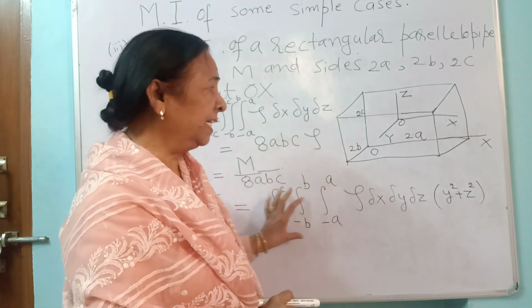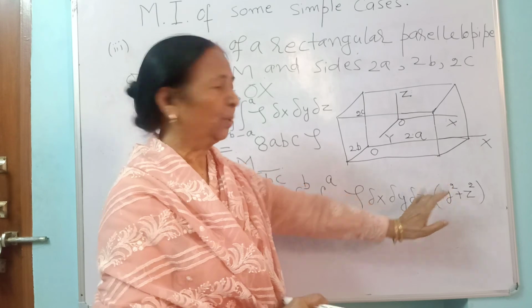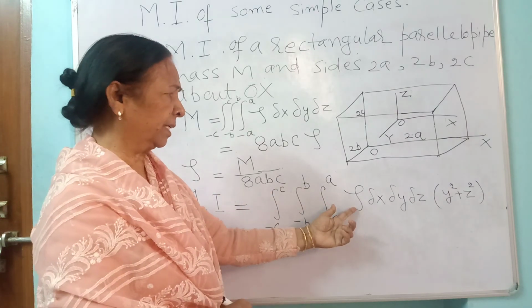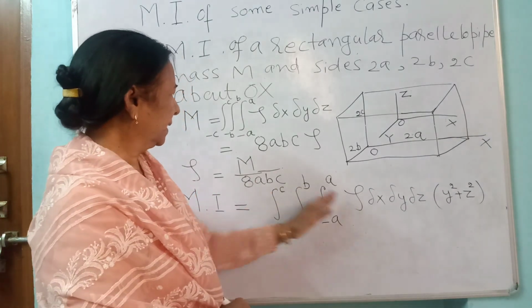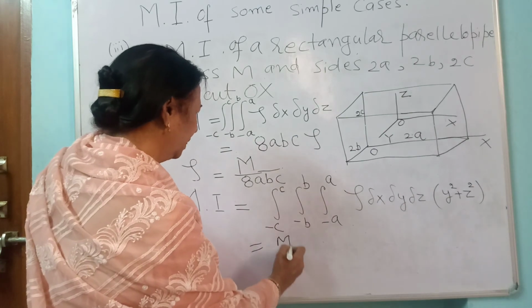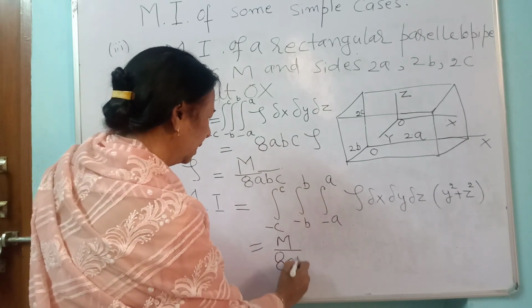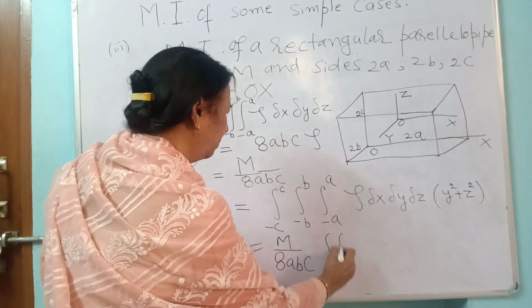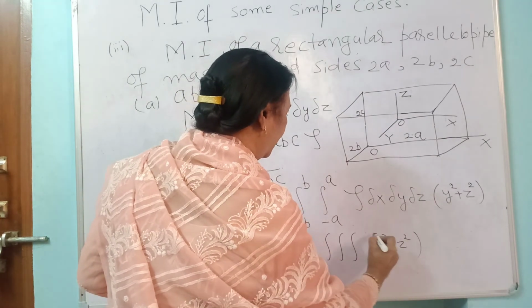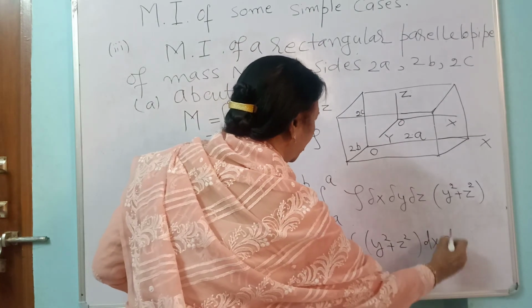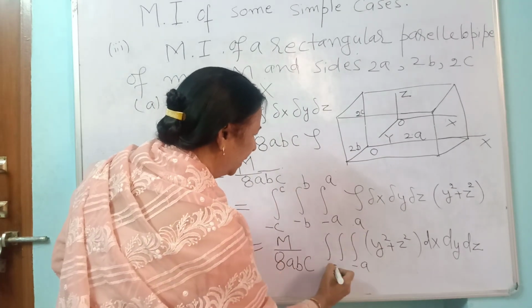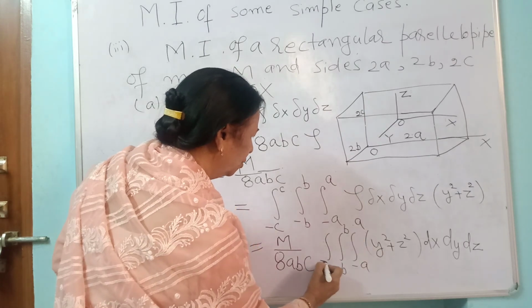After integrating this, what next you have to do? You have to substitute the value of rho. Rho can be substituted right now as well because it is independent of x, y, z. So it will be simply M divided by 8ABC, and then this triple integral, then you have y square plus z square, and then dx, dy, dz, and minus a to a, minus b to b, minus c to c.